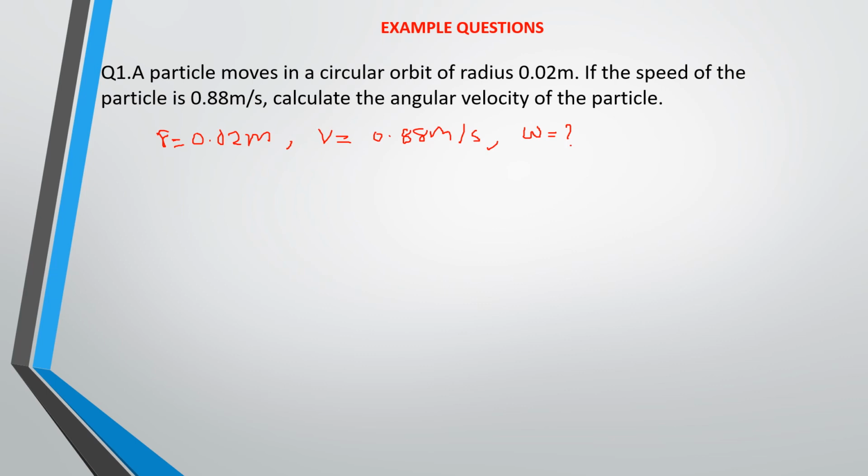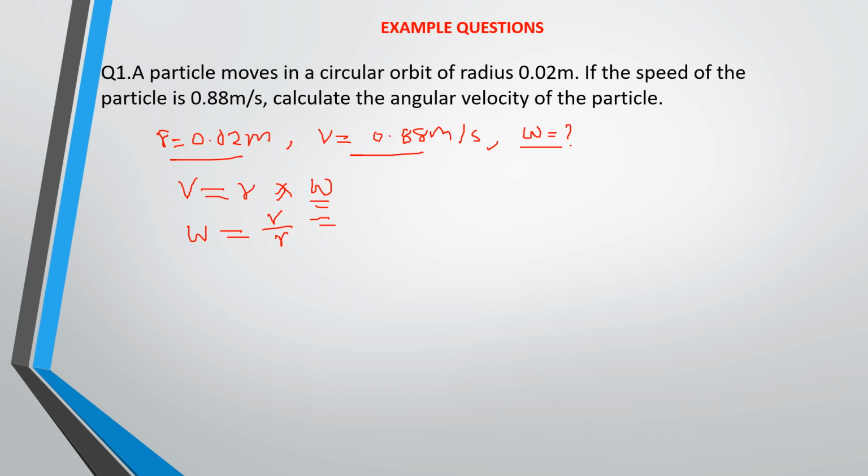So we just discussed an equation that relates all these variables, right? So you look at the equation to use. We said that linear speed is equal to what? Radius times angular velocity. So make angular velocity the subject of your formula. You will have that angular velocity is equal to what? Linear speed all over radius. So substitute your values.